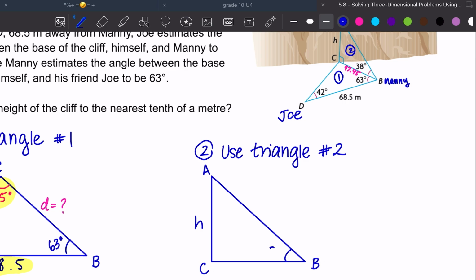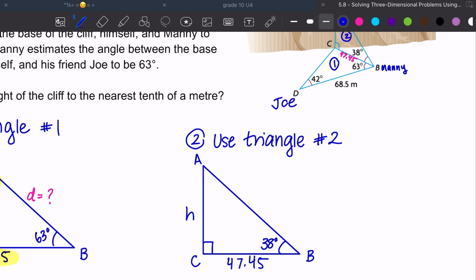My angle from Manny's 38. We determined this length is now 47.45, and that's all the information we have, and it's a 90. So I've got opposite from the angle, and I've got adjacent with the angle. I can use tan, yep.